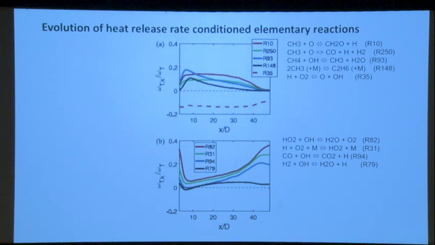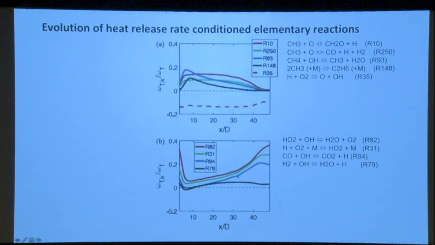Reactions involving O atom and methyl radical generate lots of heat. This is the red and the green curves, as does the oxidation of methane with OH. So the red, green, and blue curves in the top figure generate most of the heat release in the upstream regions. There's also some contribution from an endothermic reaction from hydrogen plus O2 forming the chain branching reaction, forming O plus OH.